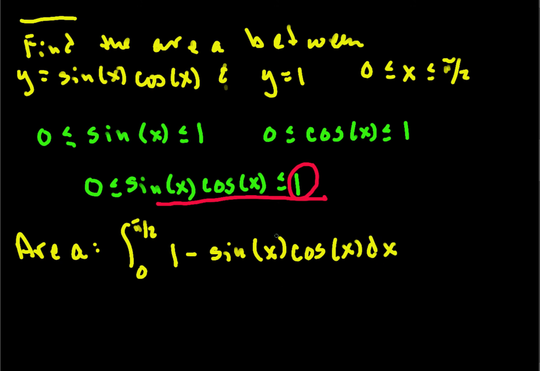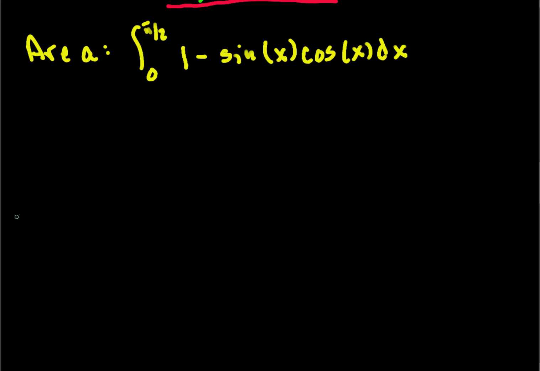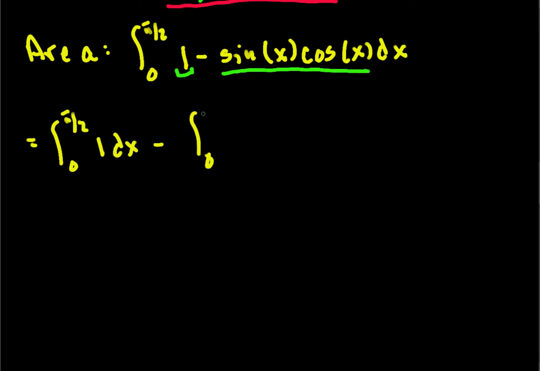So unlike the other one where I put them together, I'm going to break these two apart. And the reason why I'm going to do that is because I'm going to have to do u substitution to deal with this product here, whereas I can take the antiderivative of 1 all day long. It's going to be x. But to do the integral of sine of x cosine of x, I'm going to have to do some kind of u substitution. So I'll break it up. And so this is equal to the integral between 0 and pi over 2 of 1 dx minus the integral 0 to pi over 2 of sine of x times cosine of x dx.